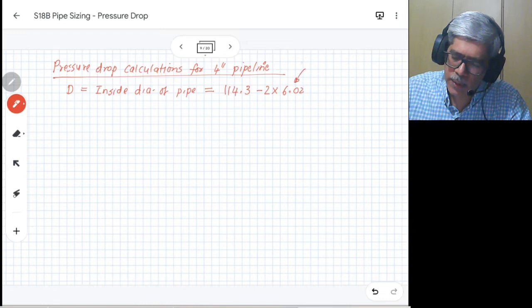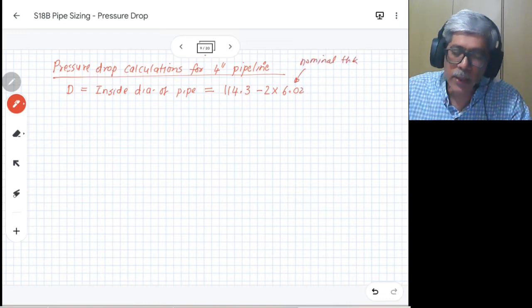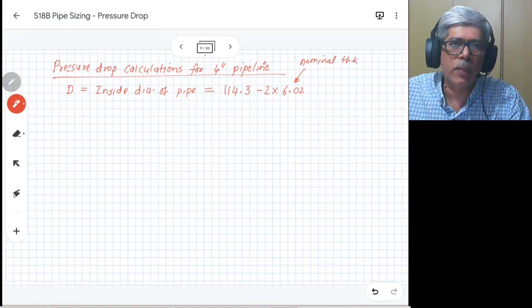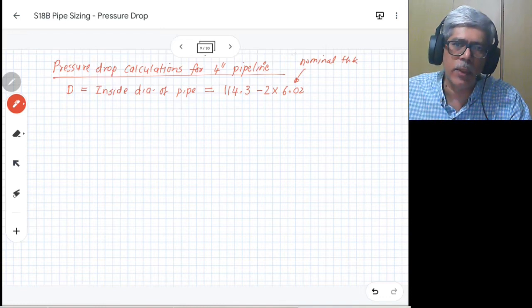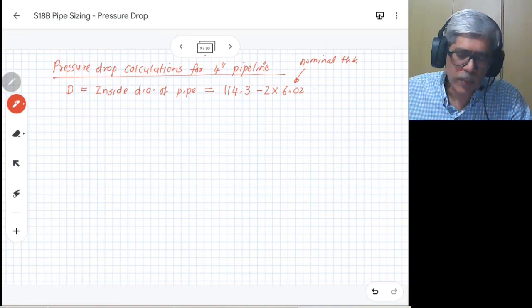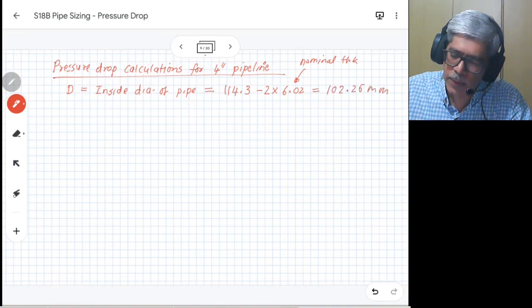So here we are considering nominal thickness. Remember that the minimum thickness is required only for the pressure calculations. For flow calculations, you have to go with the average thickness or average inside diameter, which is based on the nominal size. So we get the inside diameter as 102.26 millimeters.